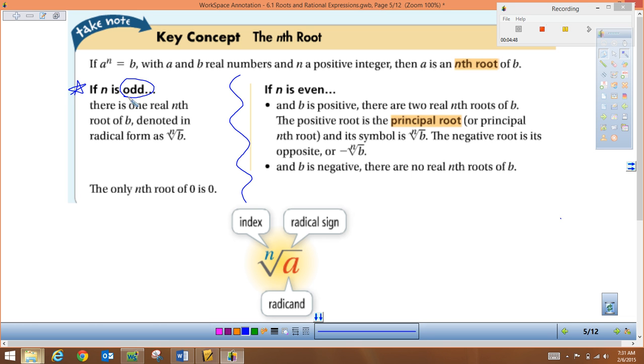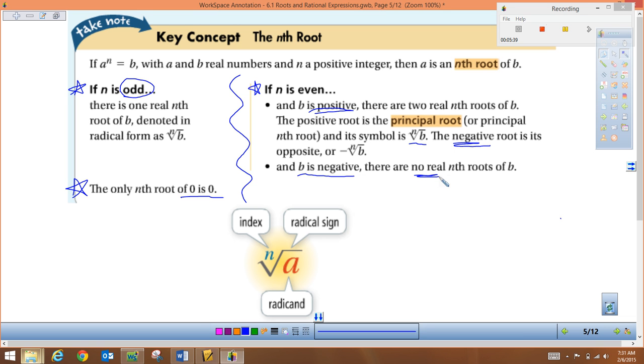The only nth root of 0 is 0. So that's a special case because 0 is not even or odd. And when n is even and b is positive, there are two real nth roots of b. The positive root is the principal root, or the principal nth root. And its symbol, again, is the nth root of b. But the negative root is the opposite, negative nth root of b. If b is negative, there are no real nth roots.